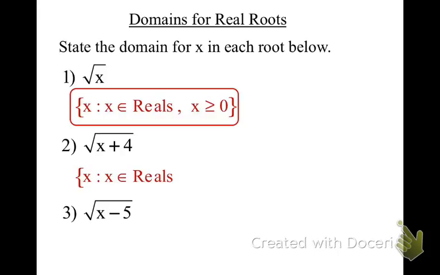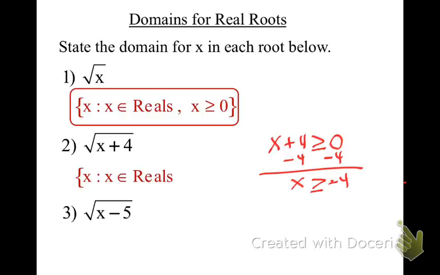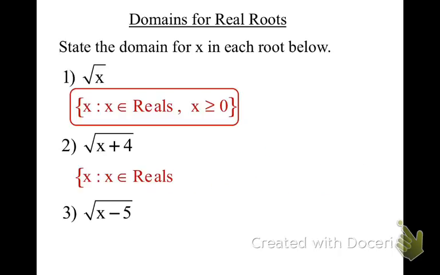Okay? When you get an expression like that, you have to set it to the boundary. X plus 4 has to be greater than or equal to 0. Do you understand that? So I subtract 4, x is greater than or equal to negative 4. Don't just say greater than negative 4. Say x has to be greater than or equal to negative 4. Okay? Is that clear? So try number 3. Go.